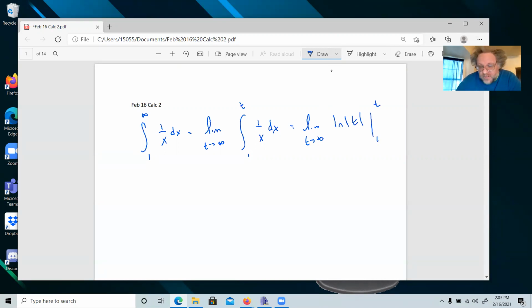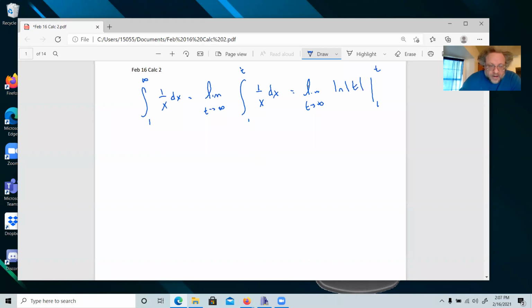Now, these are all positive numbers, so we don't really need the absolute values anymore, so I'm going to go ahead and nix them. So we're going to have the limit as t goes to infinity of natural log of t minus the natural log of 1. Natural log of 1, we know that is 0.